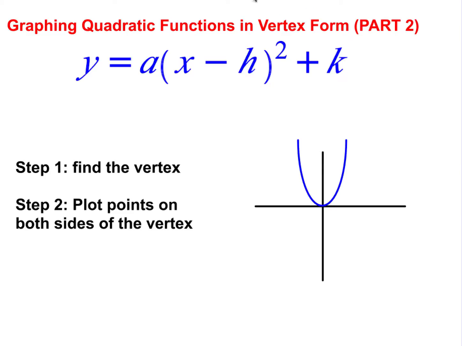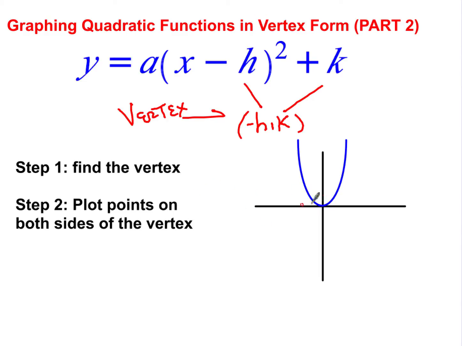Vertex form, or h-k form, is very similar to when we did absolute value functions, where our h and our k make our vertex. And our vertex is always (negative h, k). So it's always the opposite of what's inside these parentheses here. If this is positive, that means this is negative. If this is negative, that means this is positive. And that's what always gives us our vertex. Whenever we're graphing quadratic functions, we always want to find the vertex first. That's always the first step. And the vertex is always just the bottom or the top point of the graph, where the two sides intersect.